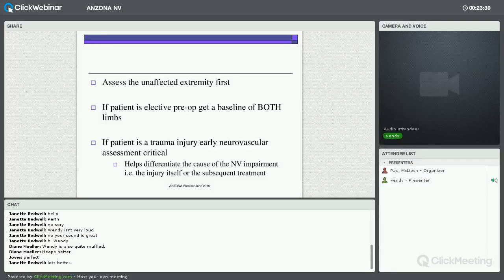If a patient has a trauma injury, we want to do it as early as possible, and that assessment is really critical, because we want to help differentiate whether they've had neurovascular impairment as part of their injury, or whether it's the subsequent treatment, such as the plastering or the circumferential bandaging, that's causing some impairment. So the sooner we can get that done, the sooner we know what's happening with the limb.